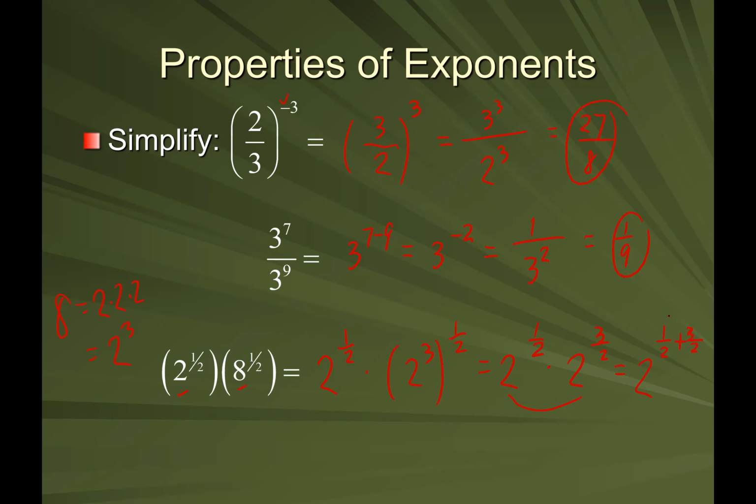So now the fractions are like fractions, so we end up with 2 to the 4 over 2, that's to the 2nd power. So it's 2 to the 2nd power. That becomes 4. So the answer is 4. All right, so sometimes you've got to be flexible, and try to use some of the other properties to convert it.